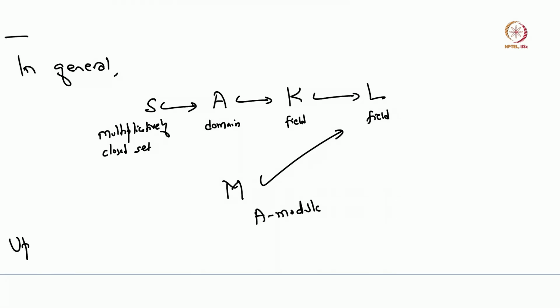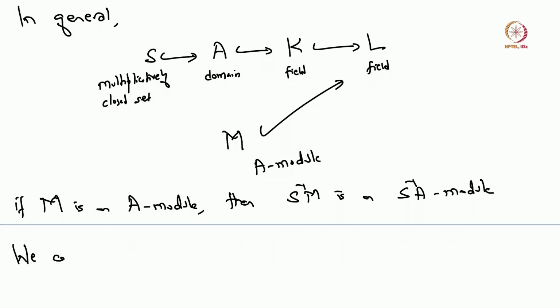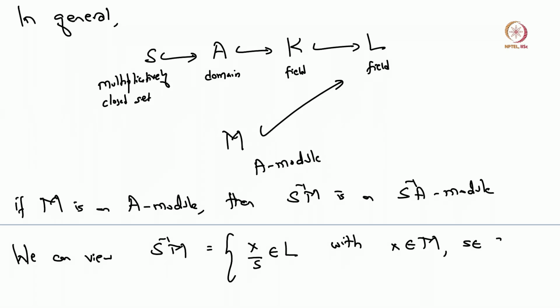And upon localizing, if M is an A module, then S inverse M is a module over S inverse A. And we can view S inverse M in the simplified setup. Since M sits inside L, you can think of it as fractions again inside L, where the numerator belongs to M and the denominator belongs to S.